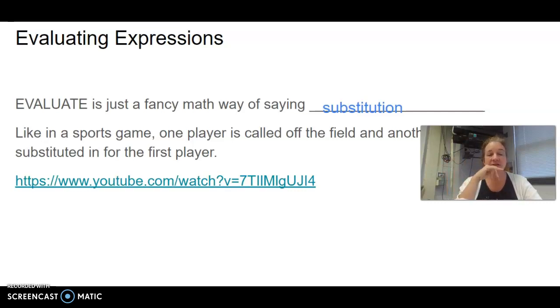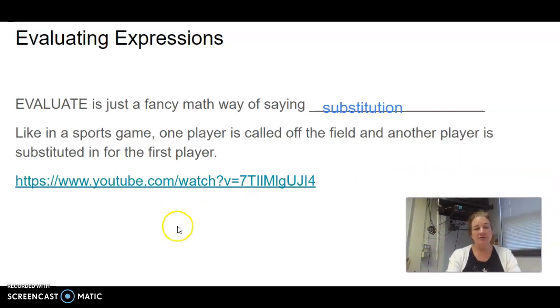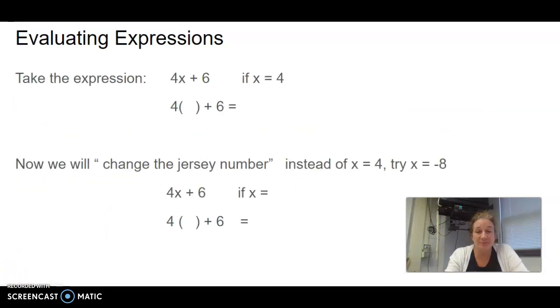Okay? Like in a sports game, one player is called off the field, another player is substituted in for the first player. If you want to check out this link, it was just a 45-second clip about some poor soccer player whose teammate was high-fiving him as they were substituting for each other, and he got poked in the eye during this high-five incident. It was kind of sad. But anyway, I don't have time in the video to show you, but if you want to see it, you can go and pull it up.